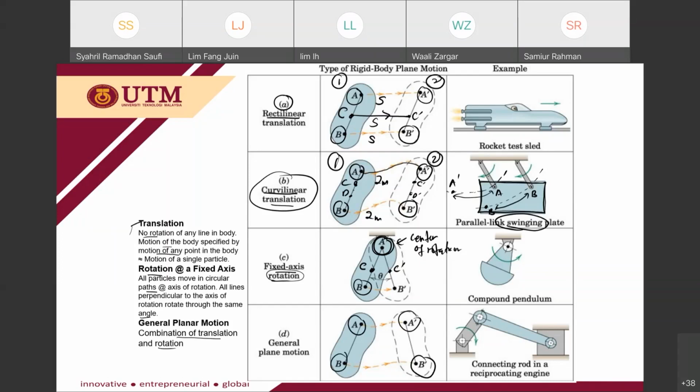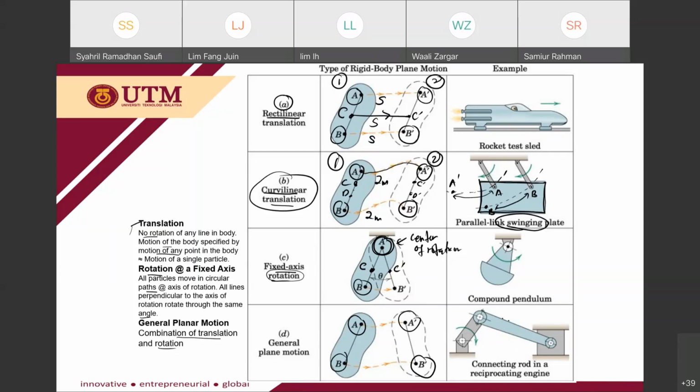It's different. Okay, this is due to the combination of translation and rotation. So during the analysis, you need to know which member moves in translation, which member moves in rotation, and which member moves in general plane motion, because different types of motion will have different types of analysis. Okay, so if you notice the example here, we have a connecting rod in a reciprocating engine.